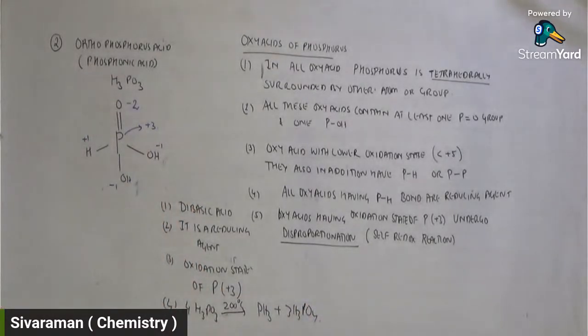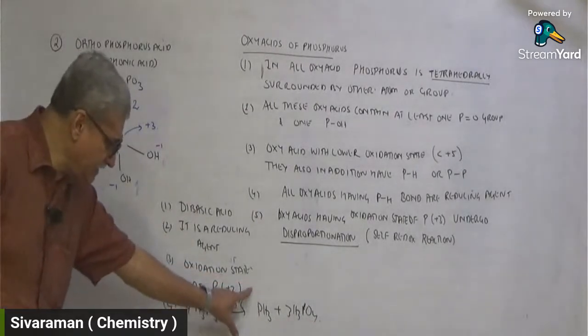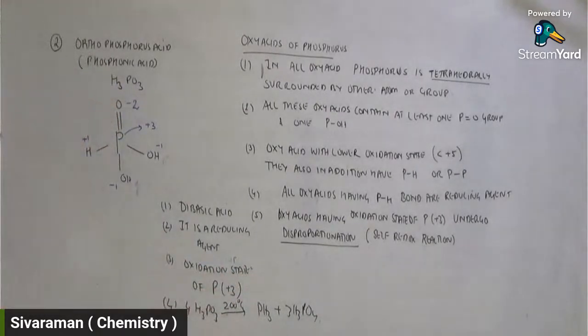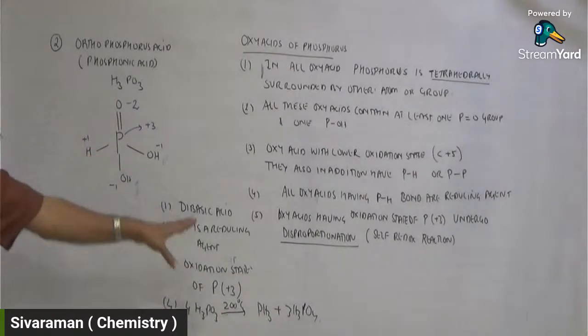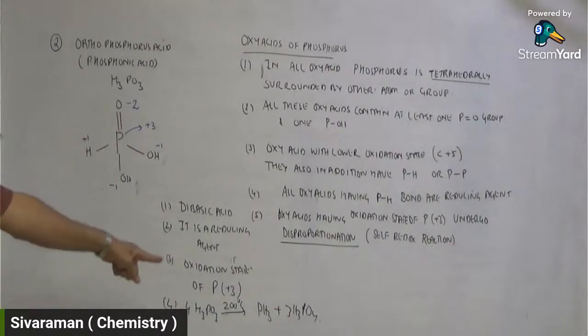Here it is +3, this will be -3, and that will be how much? Phosphate is PO4 -2, so X minus +6. So that is an example of disproportionation.